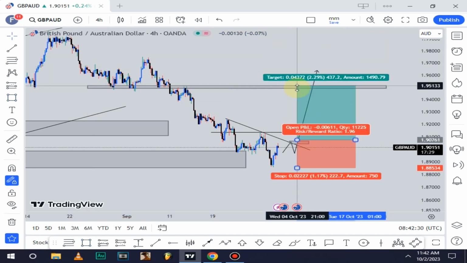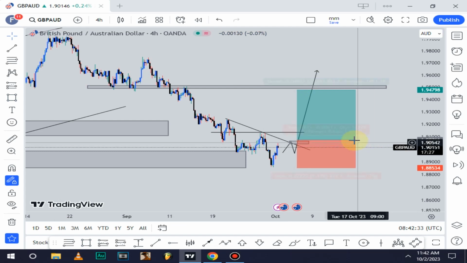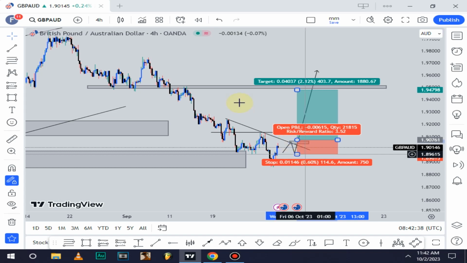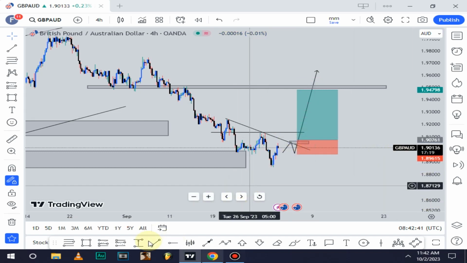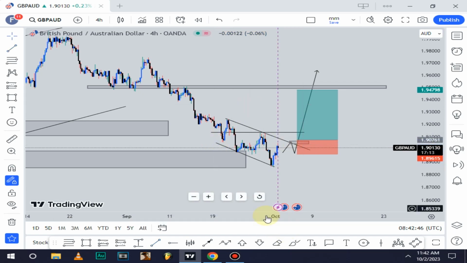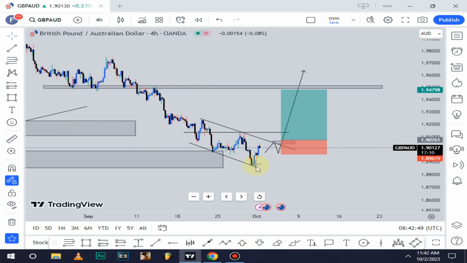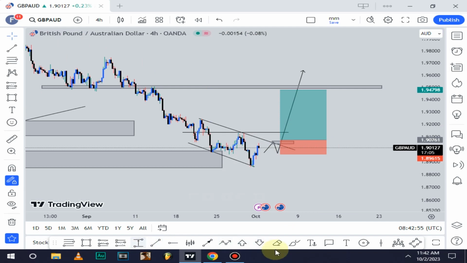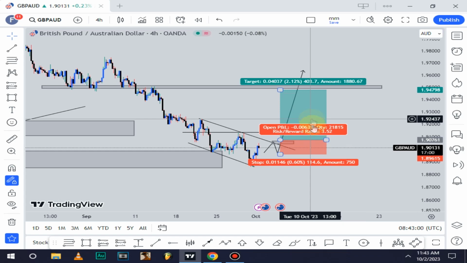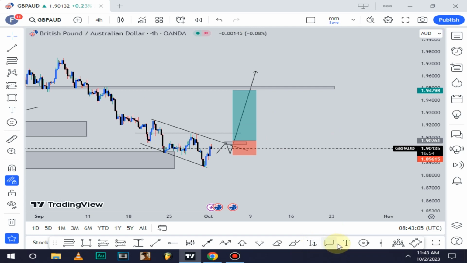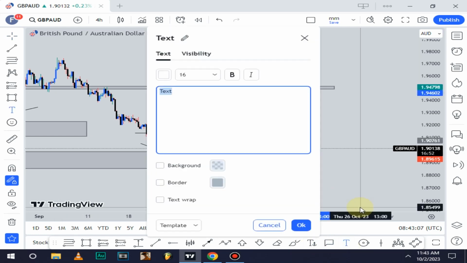Don't want to be greedy. Okay, then stop loss should be down below this zone over here. Okay, it's just a matter of time. Let me try to understand what's happening. That's what's up. So just a matter of time, but then I'll need to see some reversal. Okay, let me see, let me do something. Let me write something over here.